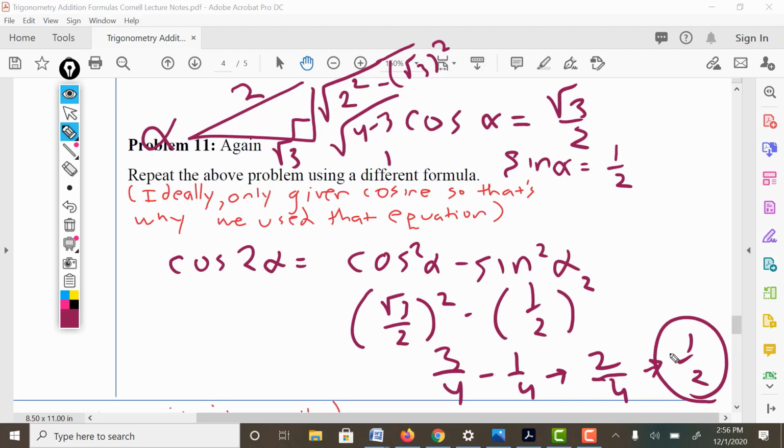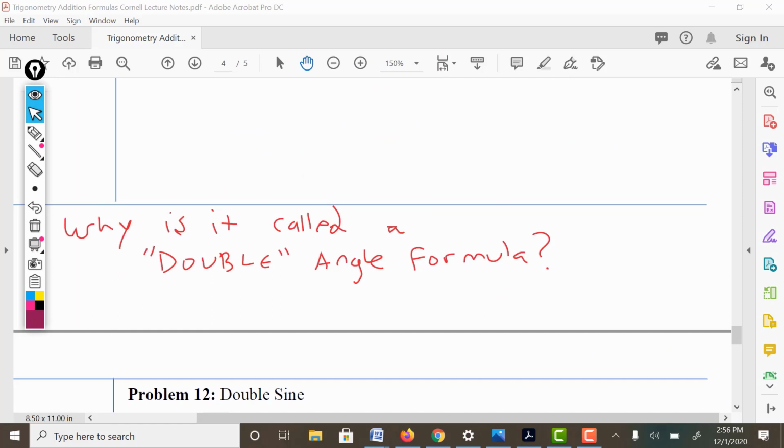But I wanted to show you that it doesn't matter which formula you end up using, you get the same correct answer anyway. So the nice thing about cosine 2 alpha is, as long as you know how to do math, you're going to get the right answer one of 3 different ways. Why is it called a double angle formula?